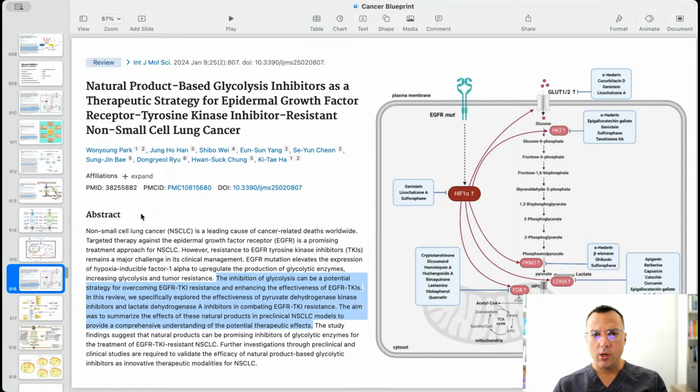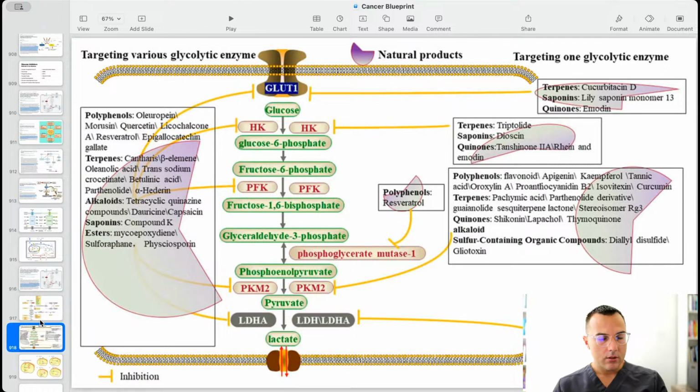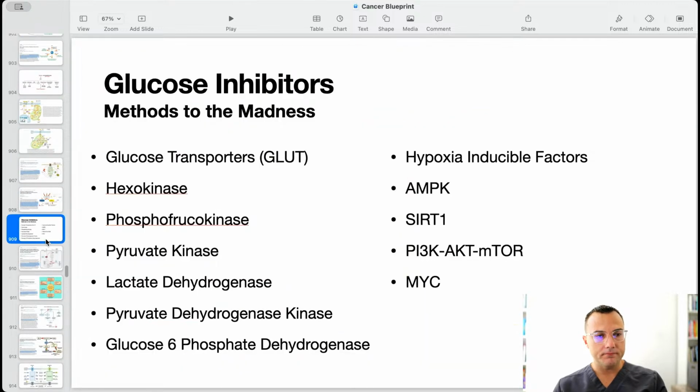So going back to this graphic here, we're going to be looking at glucose transporters first, then hexokinase, then pyruvate kinase. I think there's also going to be another lecture on phosphofructokinase. There's going to be lactate dehydrogenase, pyruvate dehydrogenase kinase, hypoxia factors. We'll talk about glucose 6-phosphate dehydrogenase, or G6PD, ways that we can potentially have influence over that. We're going to talk about a lot, as you can imagine.